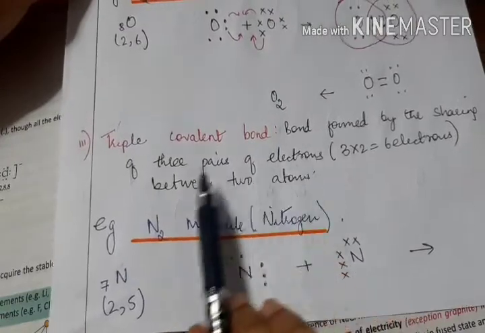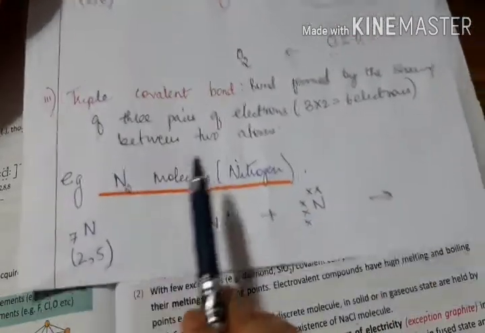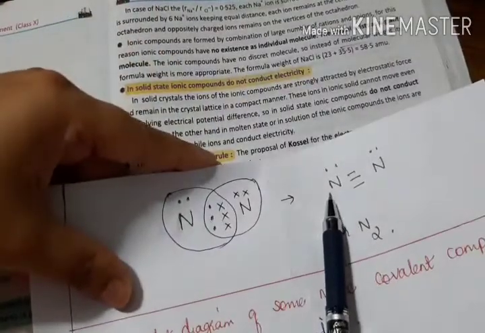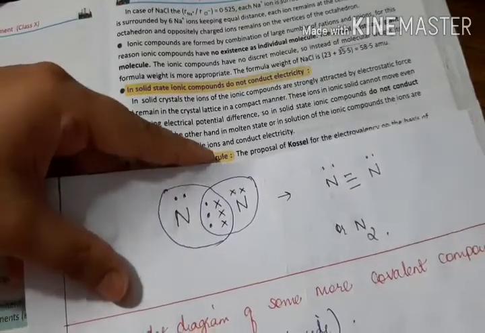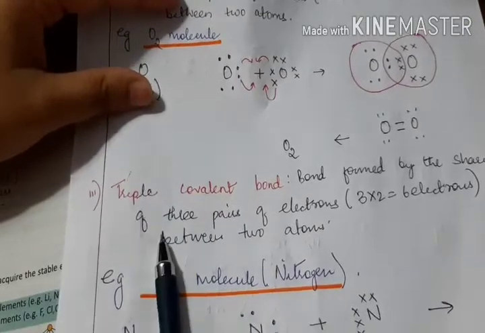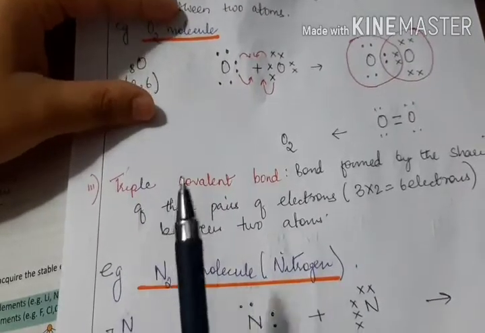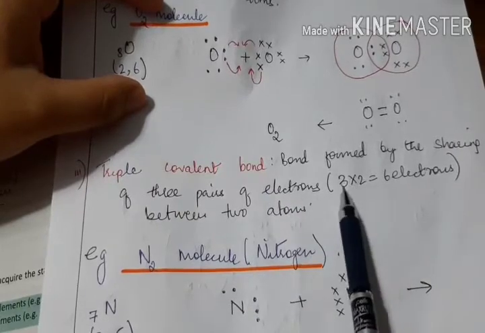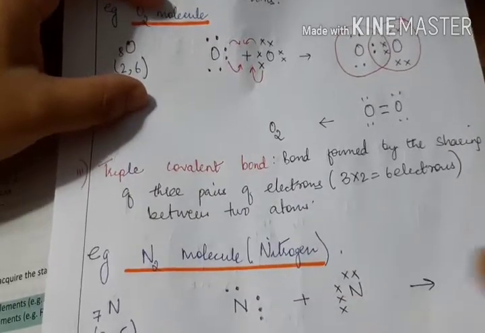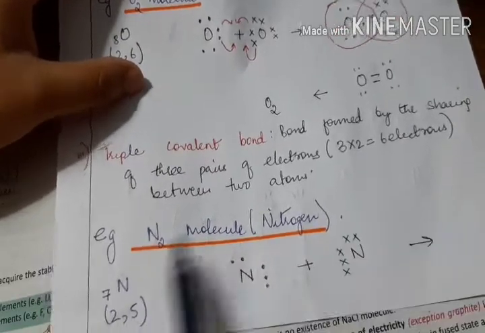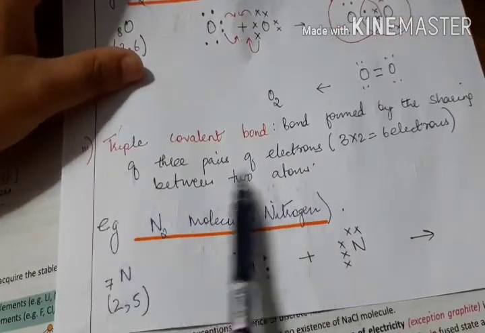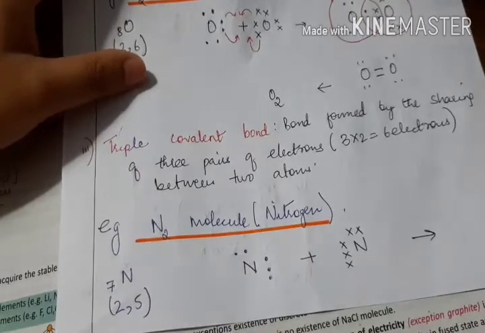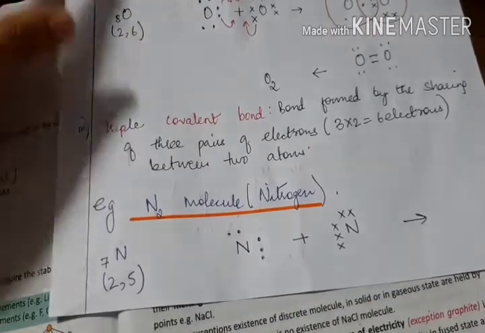Then the next one is triple covalent bond. Triple, as the name suggests, is 3. So there will be 3 bonds between 2 atoms. Three bonds between 2 atoms is a triple covalent bond. It is a bond formed by sharing 3 pairs of electrons. Three bonds means 3 pairs of electrons. Three pairs means 3 into 2, which is 6 electrons, since a pair means 2. So between 2 atoms, there will be 3 pairs of electrons. That is a triple covalent bond. The example is the nitrogen molecule.